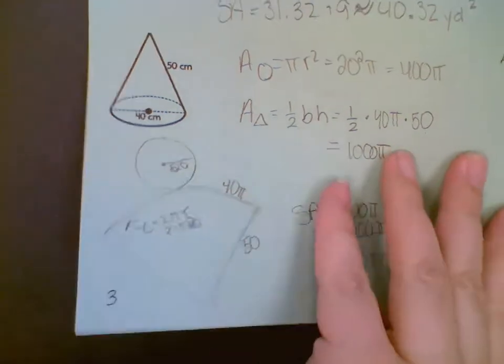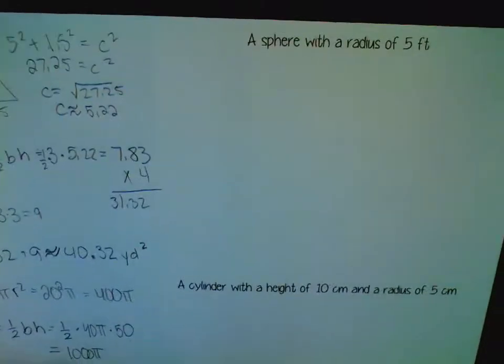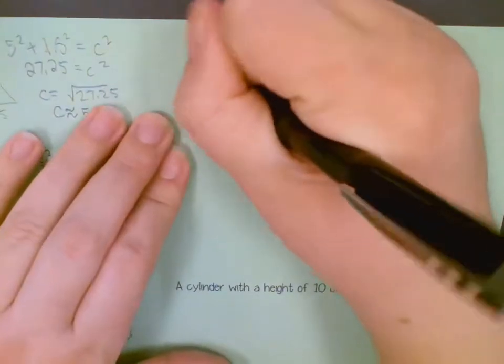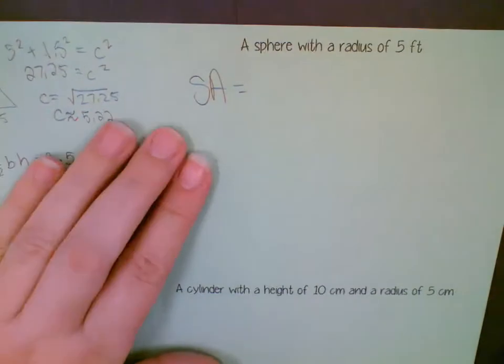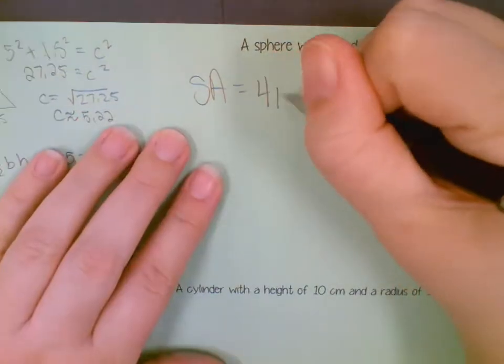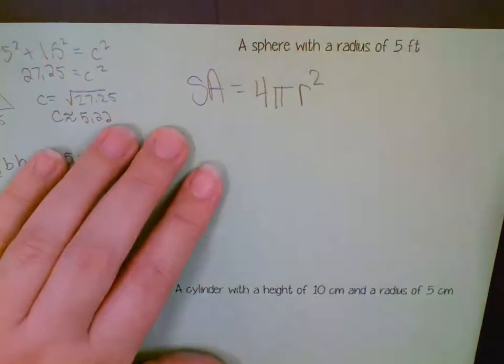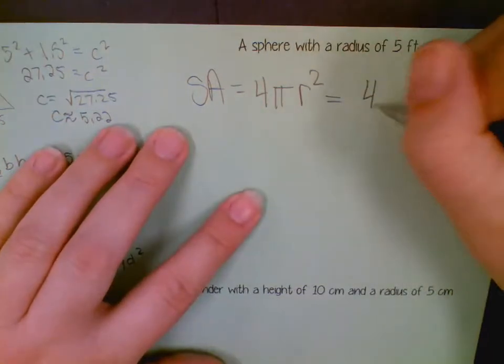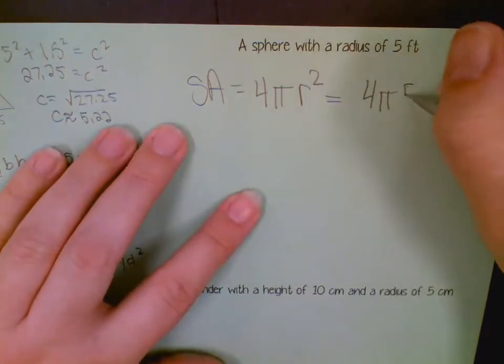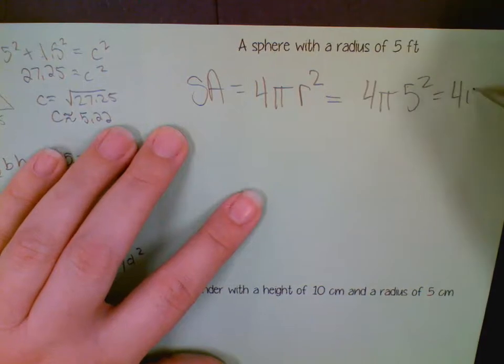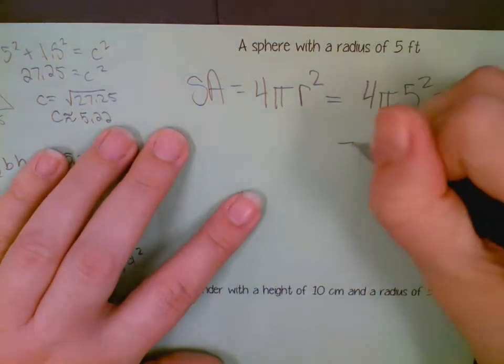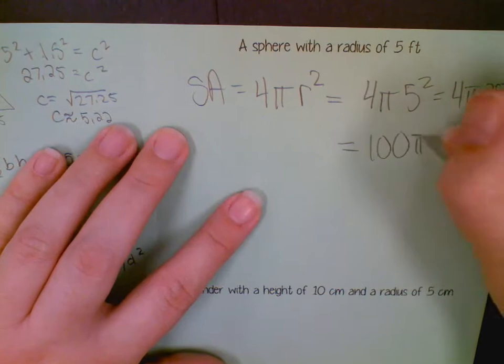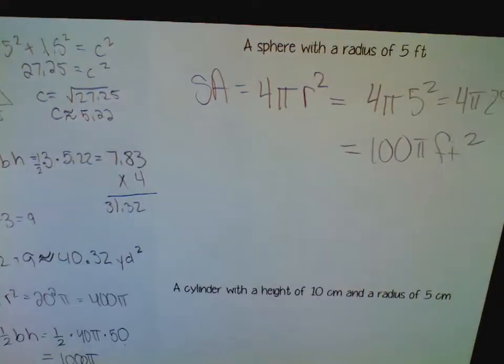Okay, so let's take a look at our sphere on page 4. So the formula for a sphere, no drawing the net on this one, you just have to memorize the formula. So 4 pi r squared. So we'd have 4 pi times 5 squared. So we'd get 100 pi feet squared.